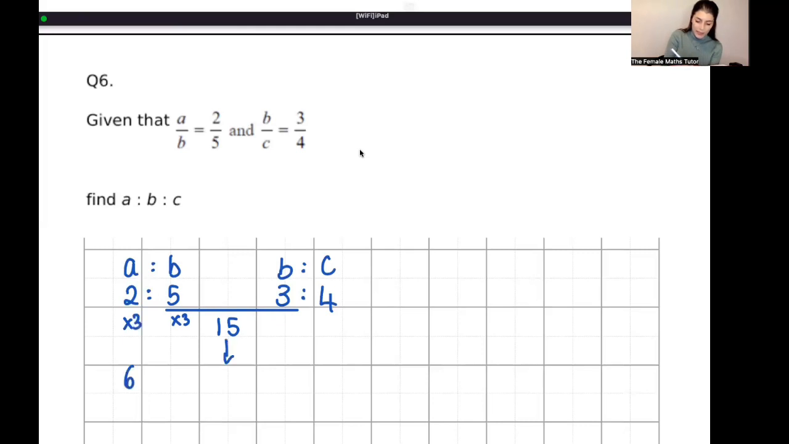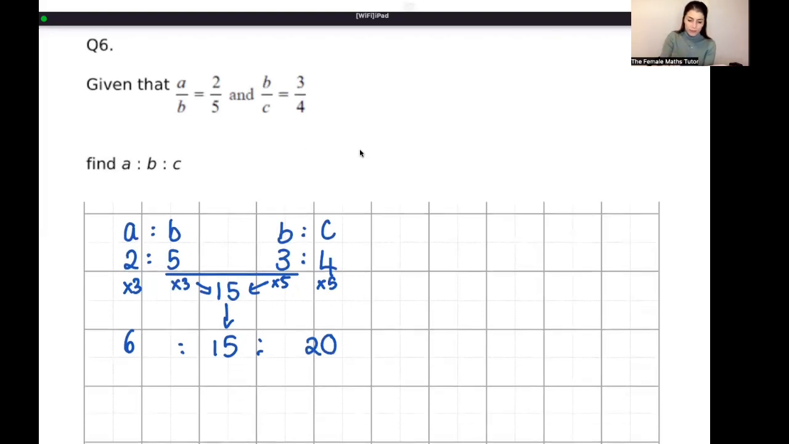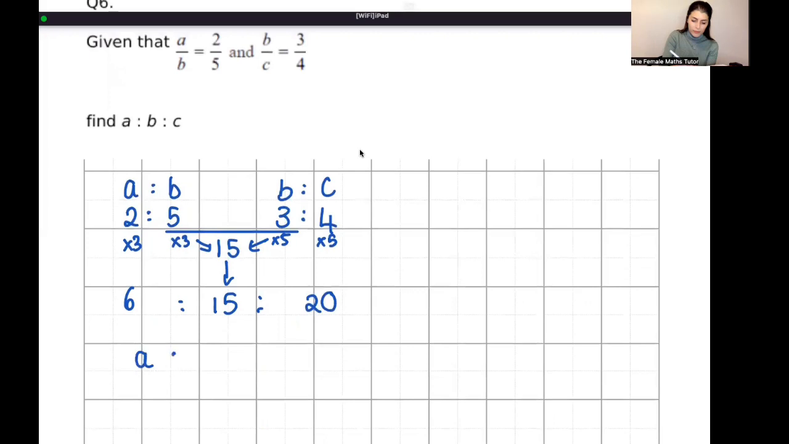Let me just bring this down here. And if we times 3 by 5 to get 15, then we have to times the 4 by 5 to get what C would be. So here we've got A to B to C is 6 to 15 to 20. And always double check, can you simplify these? In other words, is there a number that goes into all 3 of these? Which there isn't, so it's the simplest form.